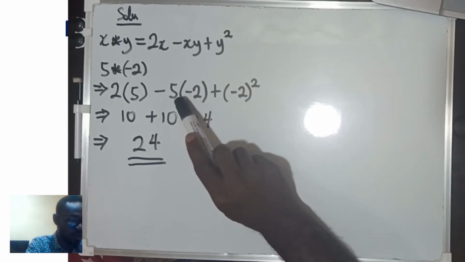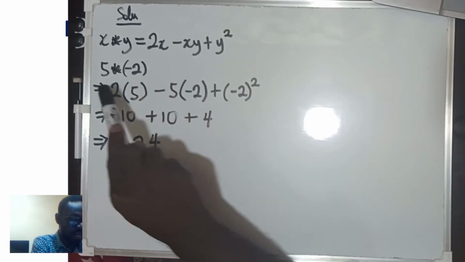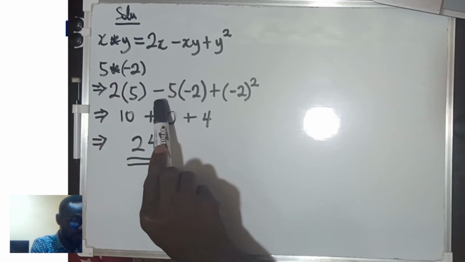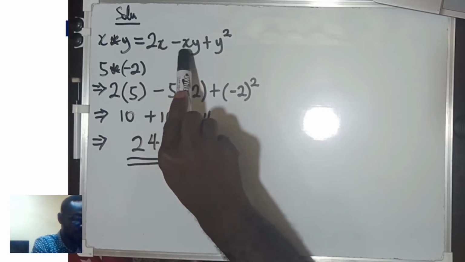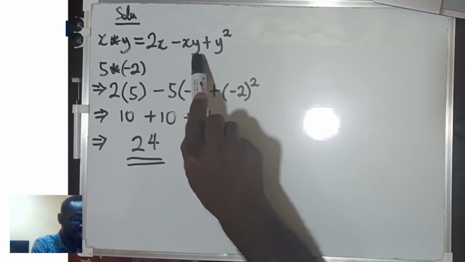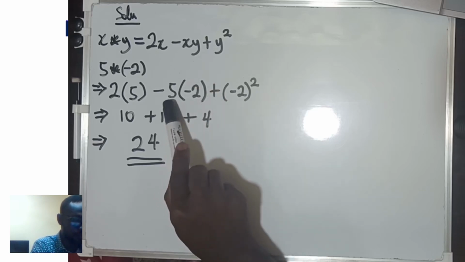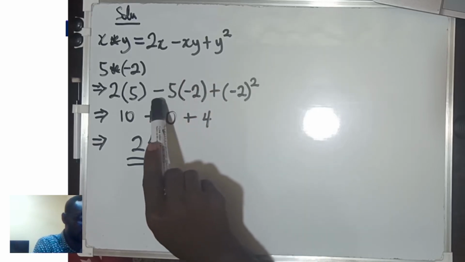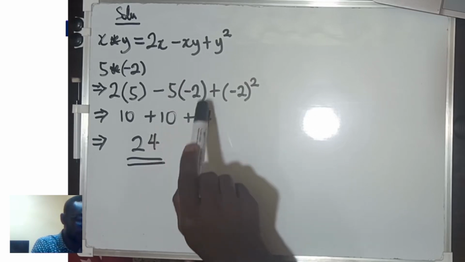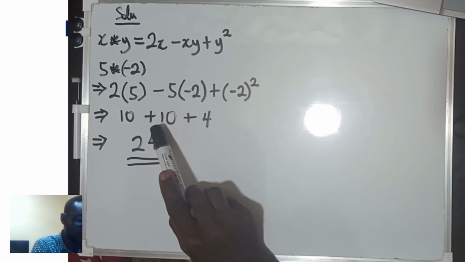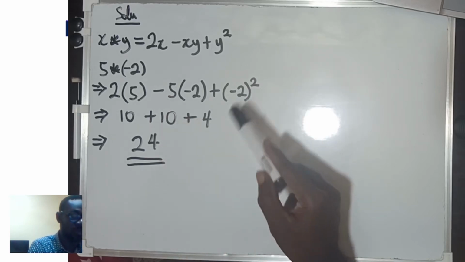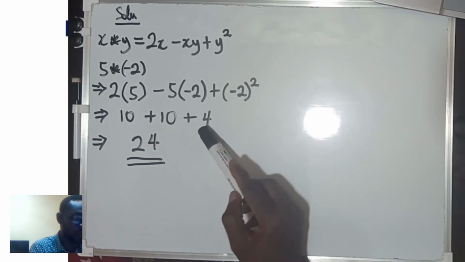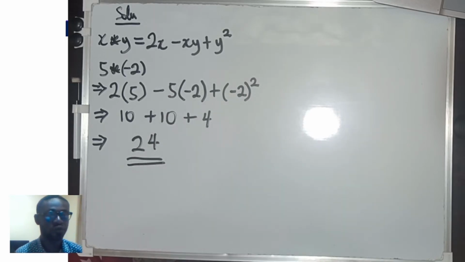When you get here, you have to take your time. The 5 here now has become negative because of this sign. We have minus here. Our x is 5. Your y is negative 2. They are multiplying. Because your 5 is here, it becomes negative 5. So negative 5 times negative 2, that becomes positive 10. Then negative 2 squared is negative 2 times negative 2, so that is 4. And when you do that, your answer is going to be 24.